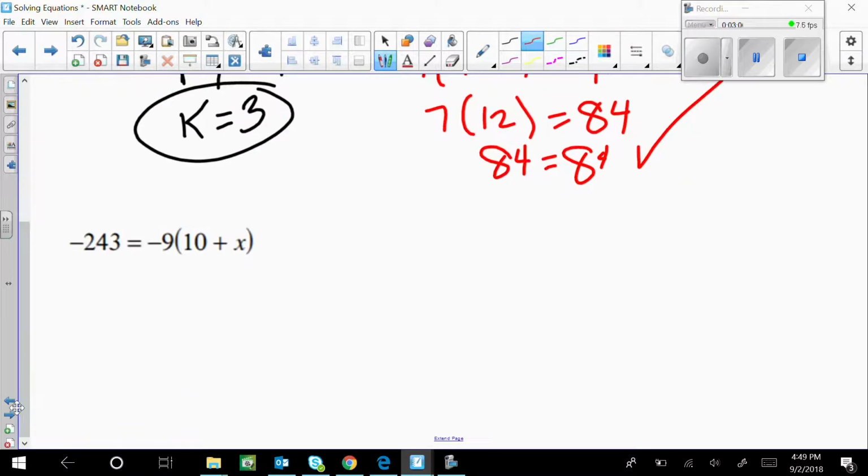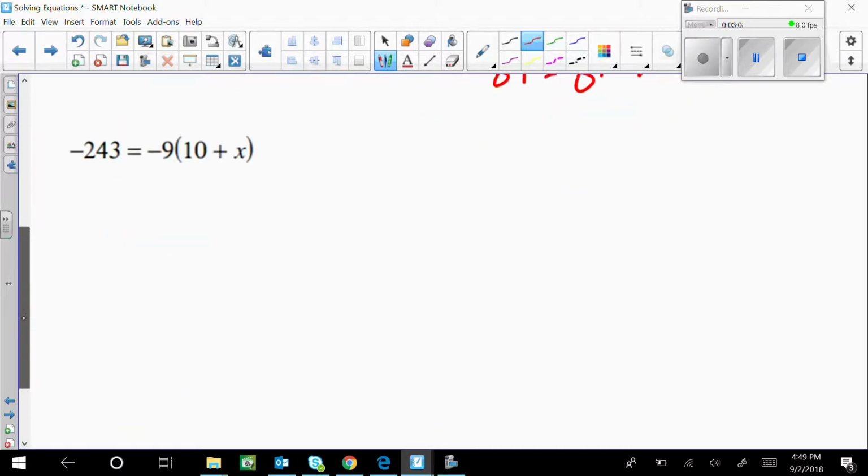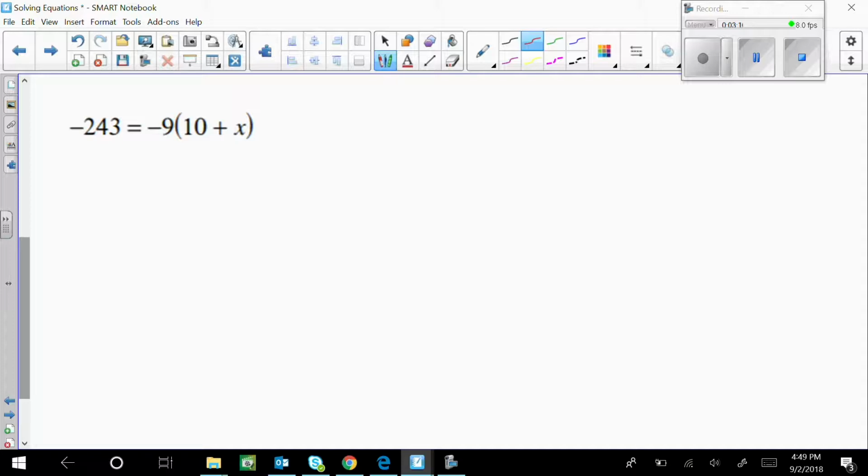I would go ahead and pause the video at this point so you can try this problem on your own, and then you can bring it back up and see if you got it right. So go ahead and pause the video right now. Okay, so now that you have tried that problem on your own, let's look at this.